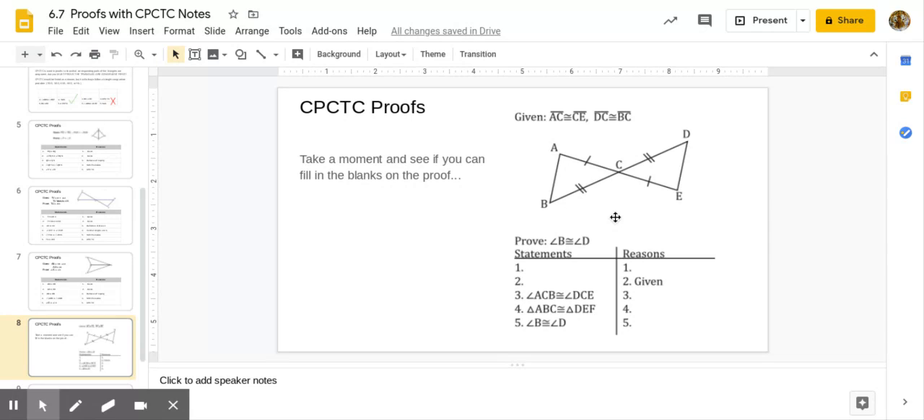Why are the triangles congruent? Side, angle, side. So number 4, side, angle, side postulate. And why is angle B congruent to angle D? And that would be CPCTC. Corresponding parts of congruent triangles are congruent.